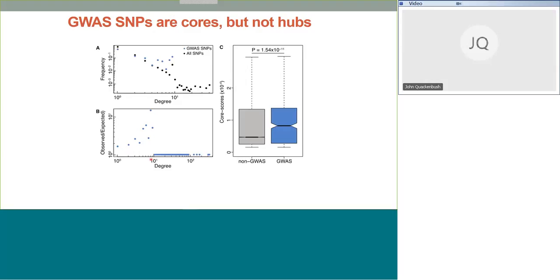If you have more than about 10 connections, you don't appear in any GWAS studies. And we think that that may be because SNPs with too many connections, if they have a deleterious variant, are simply swept out of the population. When we look at the core scores on the right for GWAS versus non-GWAS hits, what we see, looking at all GWAS hits in the GWAS catalog, is that those SNPs, which have been identified with physical traits like diseases, have a significantly higher core score.